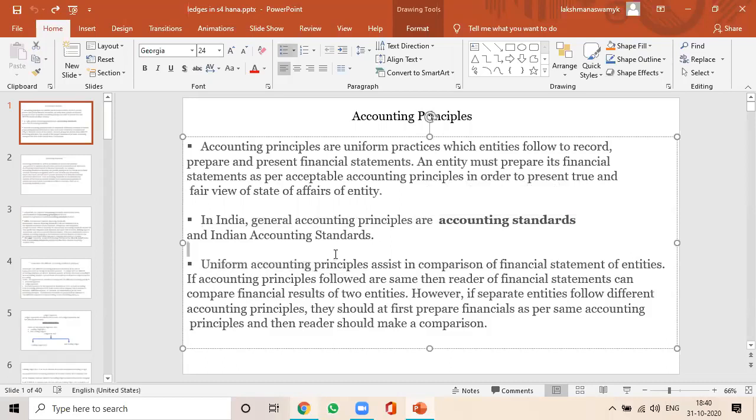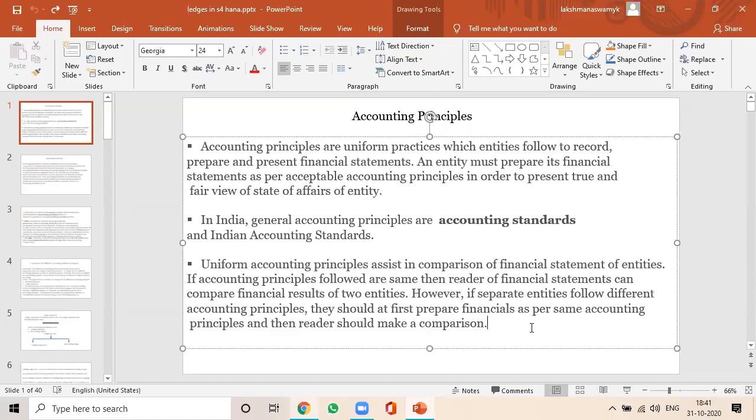Uniform accounting principles assist in the comparison of financial statements of entities. If the accounting principles followed are the same, then the reader of financial statements can compare the financial results of two entities. Suppose in India, you have two company codes, company code A and company code B, both in the same nature of business, and both have to prepare financial statements. While preparing these financial statements, they have to follow the same procedures and principles, so that the shareholders of both company codes can compare the performance and analyze which company is performing better.